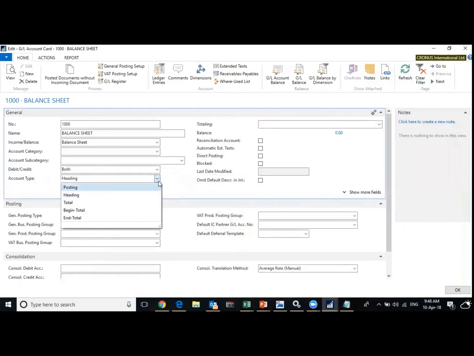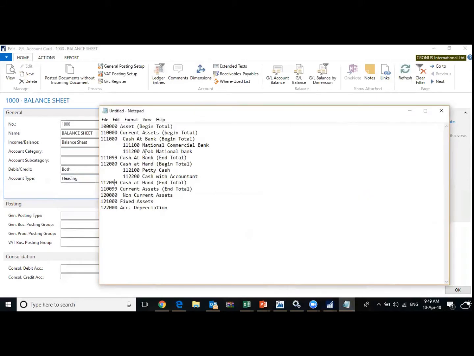As you know, I hope you know about the posting accounts, the heading, the total. You know about the posting and the begin and end total. Anything that is a begin total and an end total, you cannot post any monetary value in that. You cannot pick this account and do a debit or credit for this account. It will not be accepted by the system because this is not a posting account.